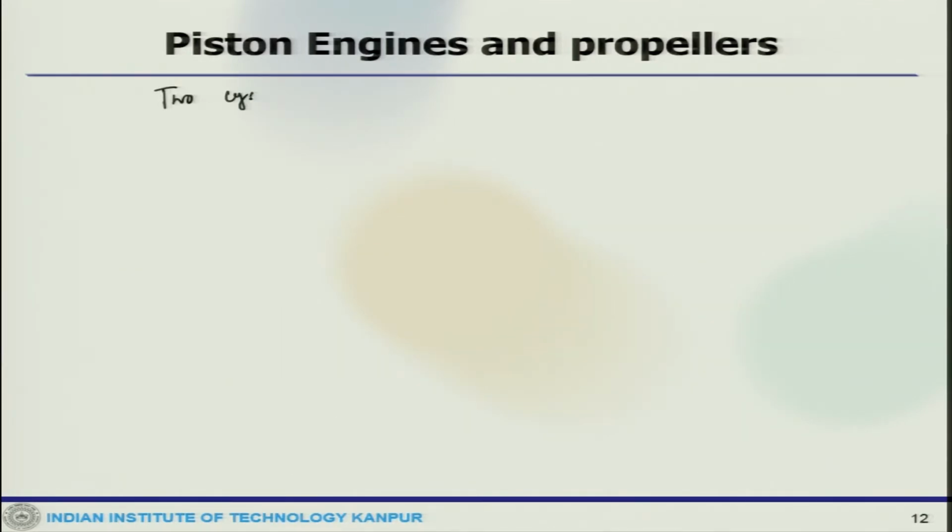Then we will talk about two cycles here. One is the Otto cycle and another one is the diesel cycle. The Otto cycle is for the spark ignition engine and the diesel cycle is for the compression ignition analysis.